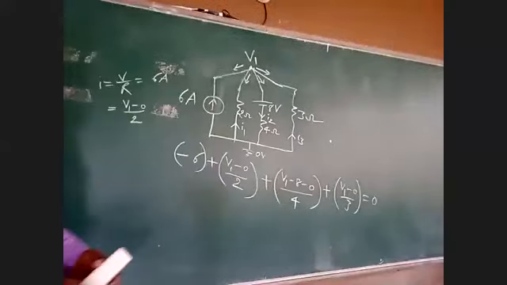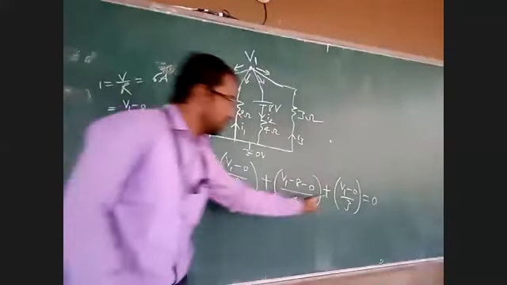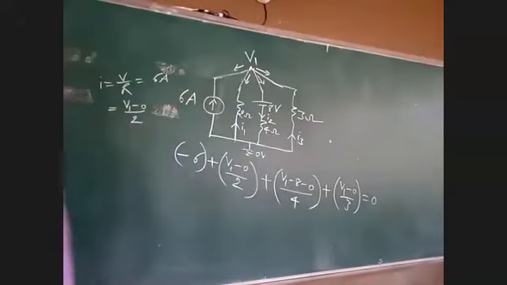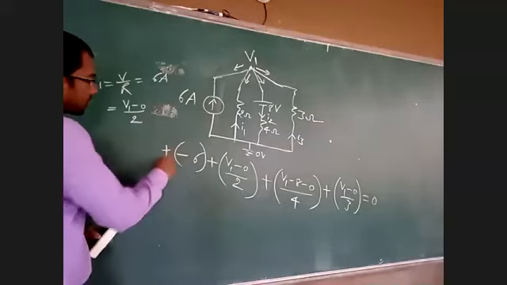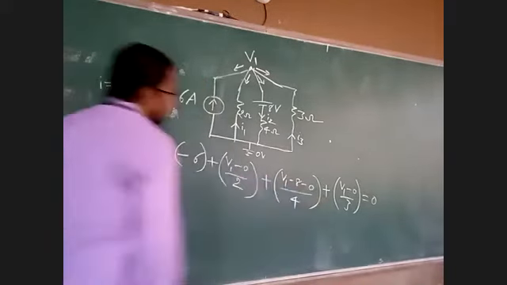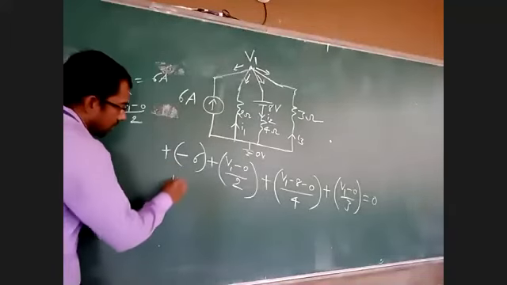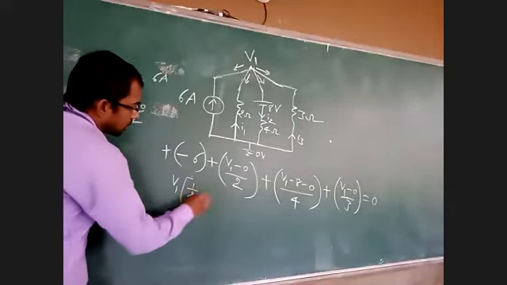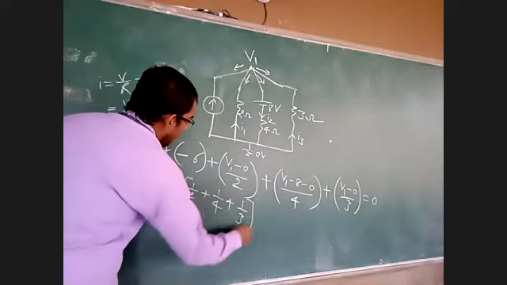Totally 4 components you will get: 1, 2, 3, 4. 4 currents. All the currents are leaving, that's why I'm taking plus here. First one, second one, third one, fourth one. Now simplify this, you will get V1 into 1 by 2 plus 1 by 4 plus 1 by 3.